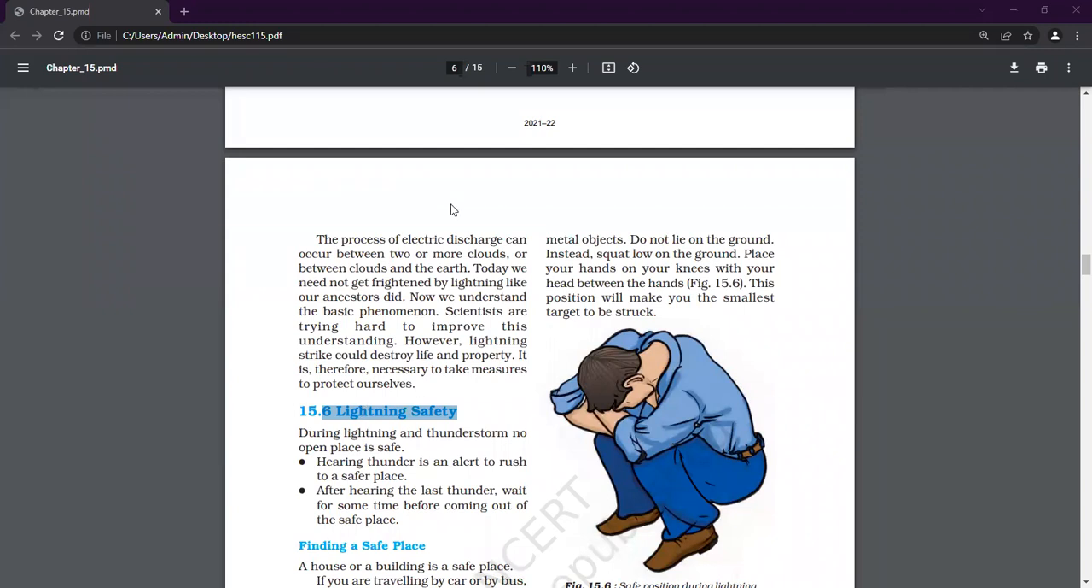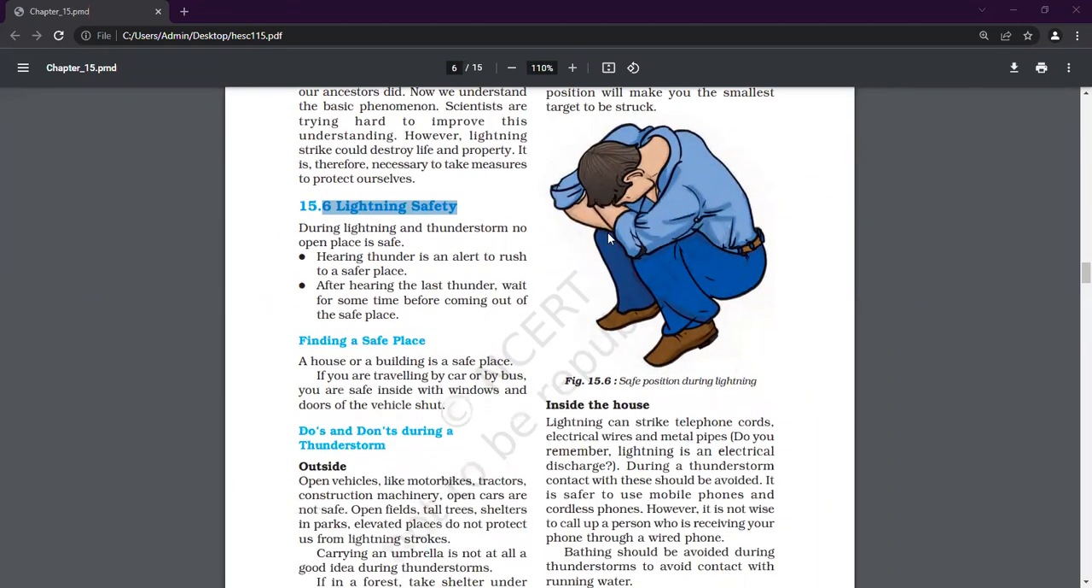There is a list of steps that you can follow to overcome the lightning threat. All of you see, during lightning and thunderstorm, no open place is safe. So first of all, you have to keep in mind that during the lightning process, you must be under some roof. You should not be at open places. Hearing thunder is an alert to rush to a safer place.